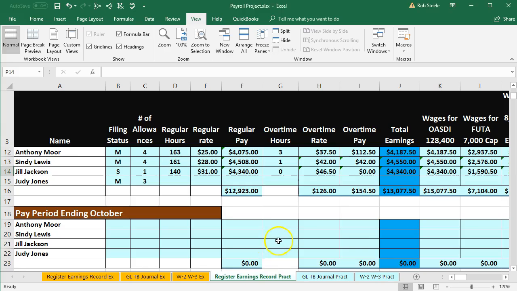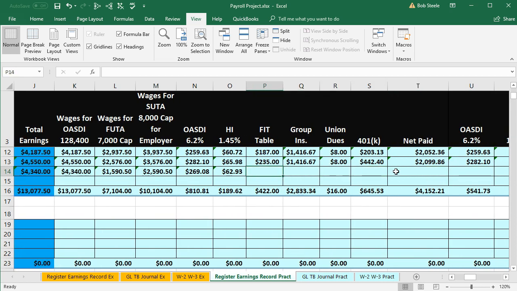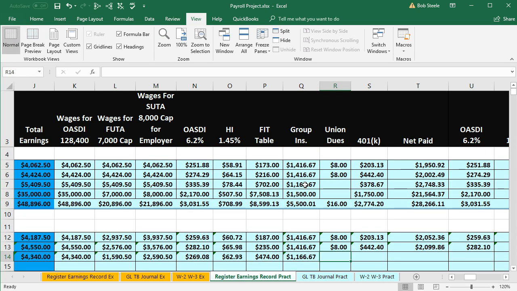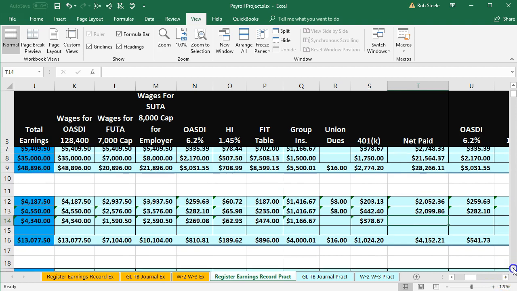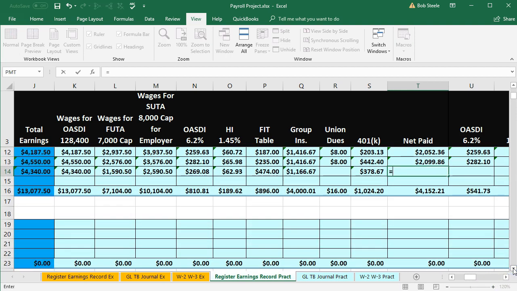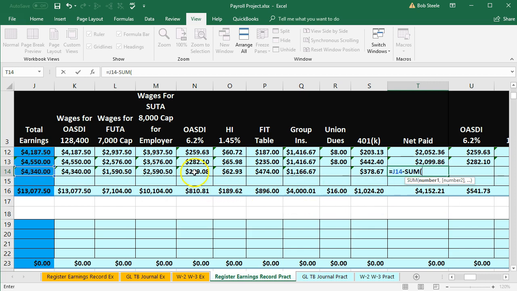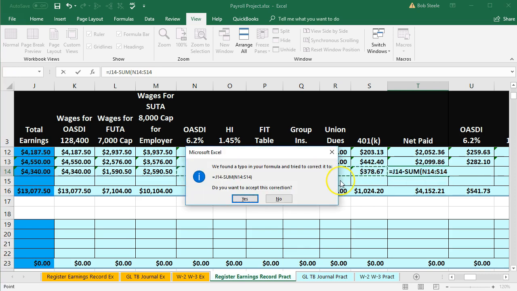So we'll go back to our Excel worksheet. We're going to pick up that 474. I'm going to scroll back over. FIT will be 474. Group insurance, we're going to say that's the same as the prior period. No union dues. 401k, we're going to say that's the same just to keep this simplified. And then the net pay. So we'll calculate the net pay. That's going to equal the total earnings minus the sum. Double click the sum function of the OASDI to the 401k. Then we're going to close that up.